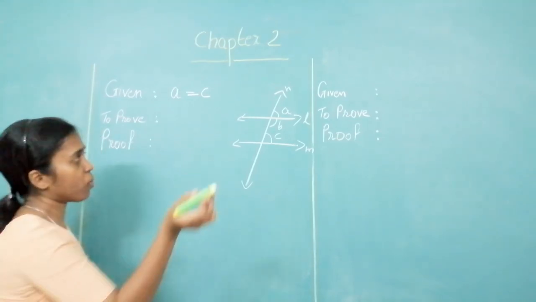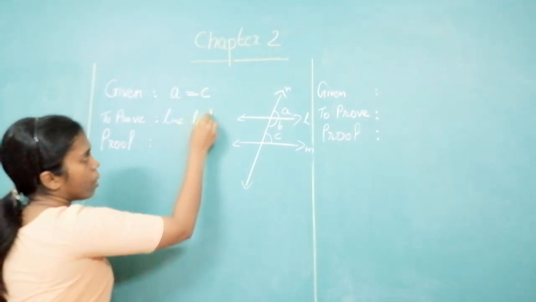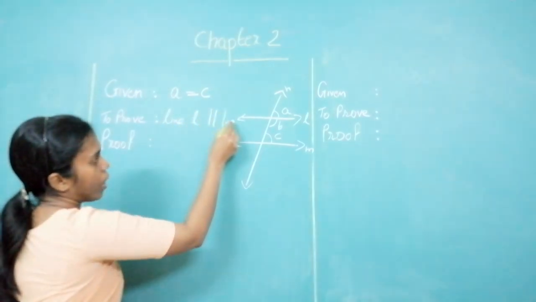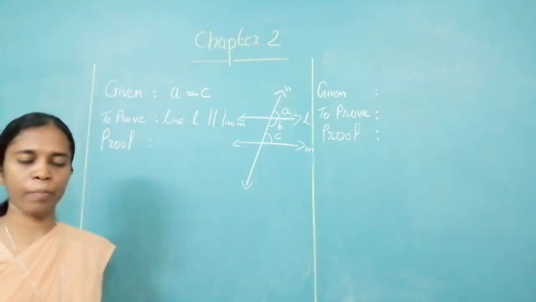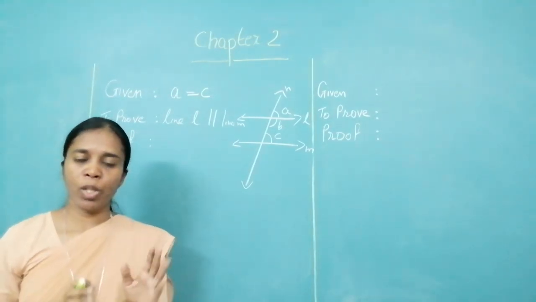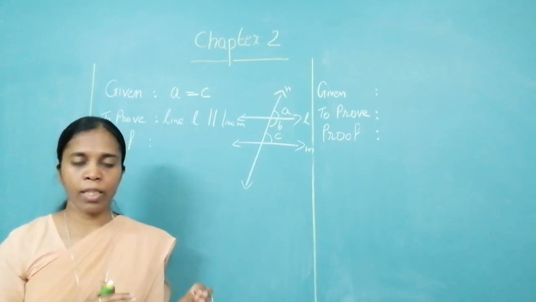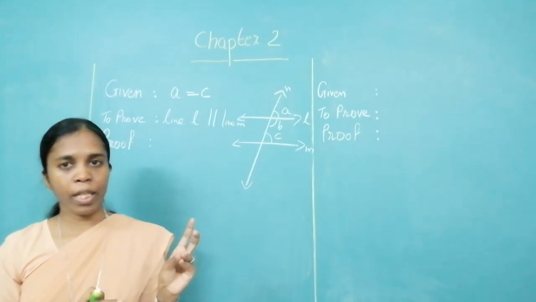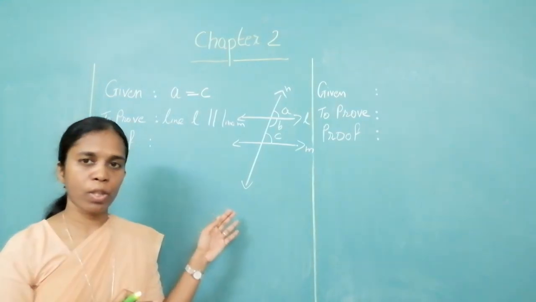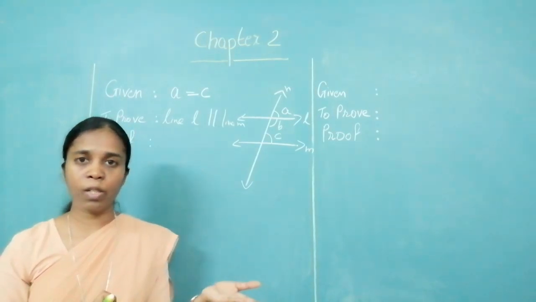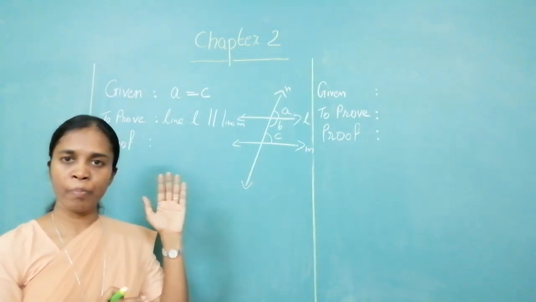What do you have to prove? Now to prove, that is line L parallel to line M. This is what you have to prove now. You have to prove these 2 lines are parallel. Now, so far we have learned only one. I said to prove any given lines, there are only 3 tests. Interior angle test, corresponding angles, alternate angles. Now, we are just learning corresponding angles. So, which test have you already learned? Only interior. So, that is the only way you can prove these 2 lines are parallel.